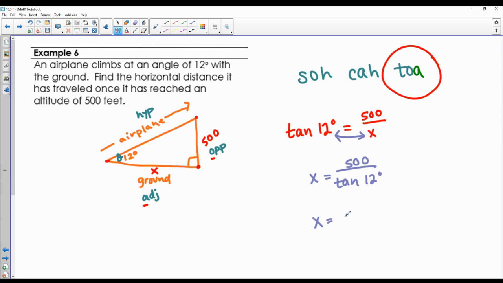And I have 2,352.3. And notice this is in feet, so this really isn't a whole lot of a way, it's not even quite a mile. So that's how far our airplane has traveled when it's 500 feet in the air.